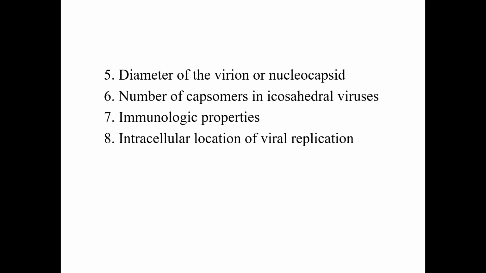If you go into more detail on viral structure, you can also determine the diameter of the virion or nucleocapsid and characterize them in that way. You can count the number of capsomeres present on the envelope in icosahedral viruses. You can look at the immunologic properties, or you can look at the intracellular location of viral replication. So which types of cells are being targeted in the host to allow for viral replication? That's another characteristic you can look at when you are characterizing or trying to study a virus in more detail.